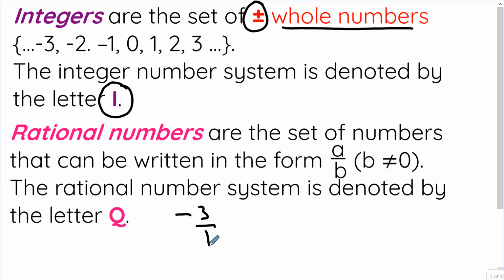I can write a whole number as a fraction, say 2 over 1. And I can write a natural number as well as a fraction, we'll say 3 over 1. I could even write 0 as a fraction, 0 over 1. So rational numbers are all numbers that can be written as a fraction. Even decimals, repeating decimals, terminating decimals, those can be written as fractions. We denote rationals with the letter Q.